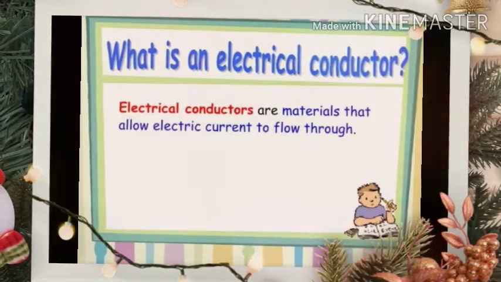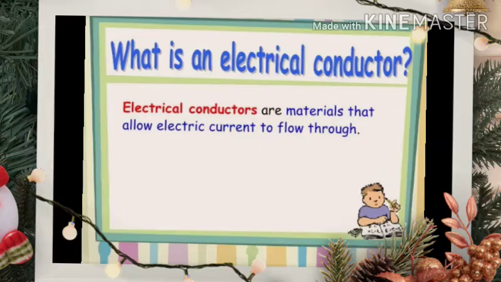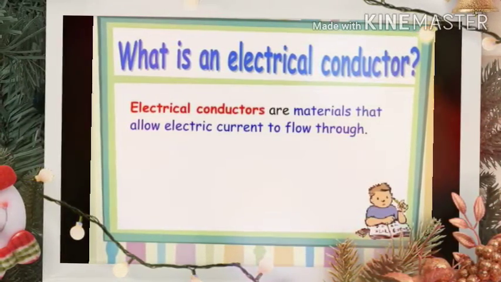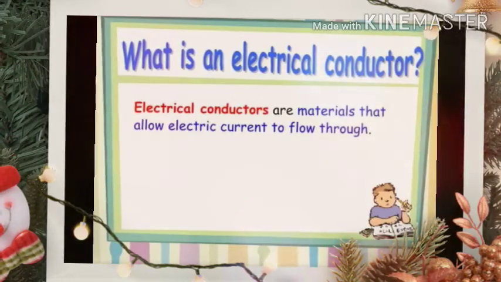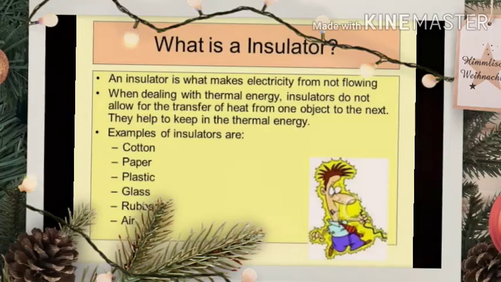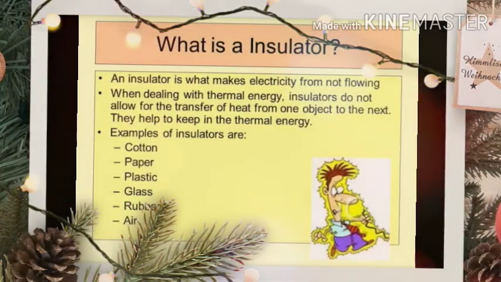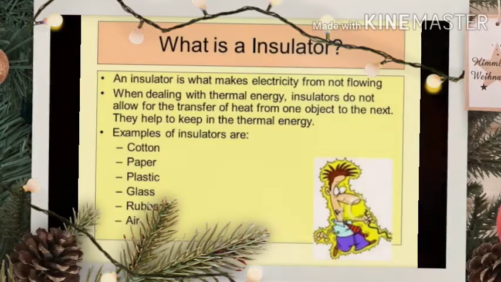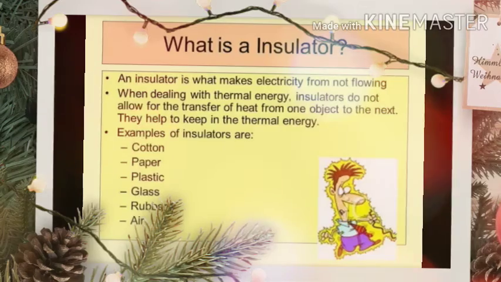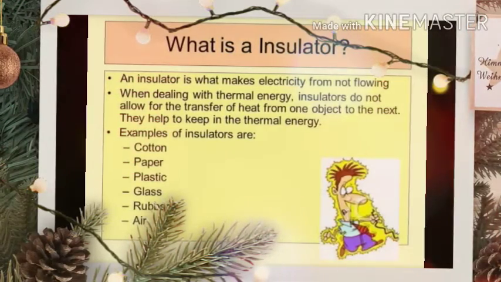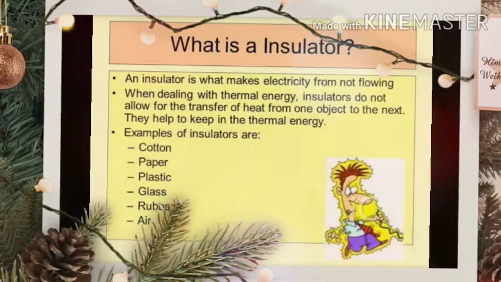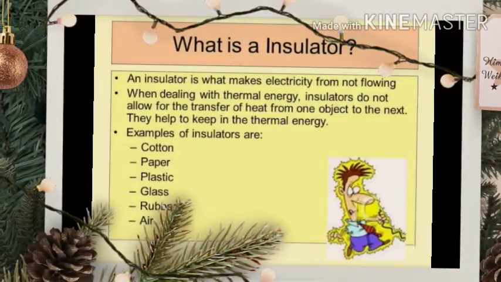First of all, we just recall what is an electrical conductor and insulator. Electrical conductors are materials that allow electric current to flow through, and an insulator is what stops electricity from flowing through. When dealing with thermal energy, insulators do not allow for the transfer of heat from one object to the next. Examples of insulators are cotton, paper, plastic, glass, rubber, air, etc.